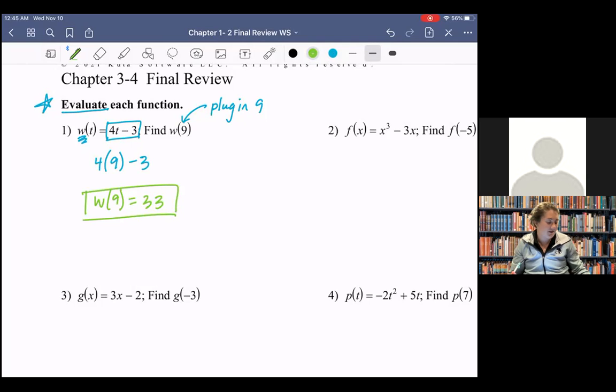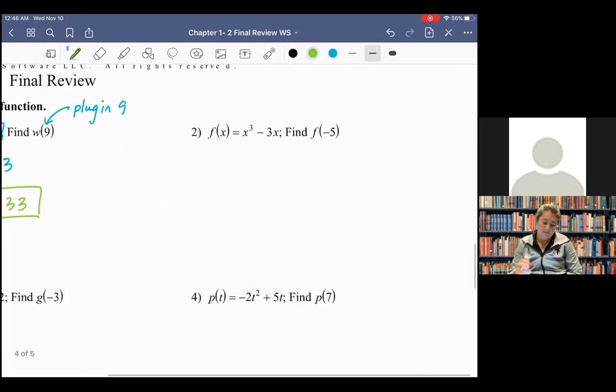I'm going to double check that I did that right, but I think I did. 4 times 9 minus 3. 33. Yeah, okay, just double checking. So w of 9 equals 33. Okay, awesome. Let's get number 2.